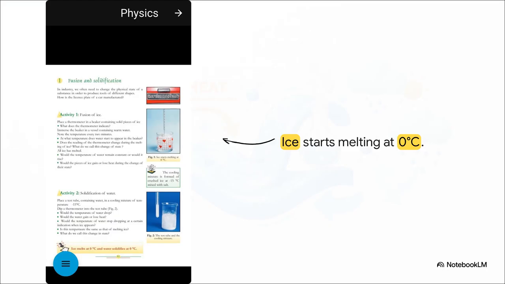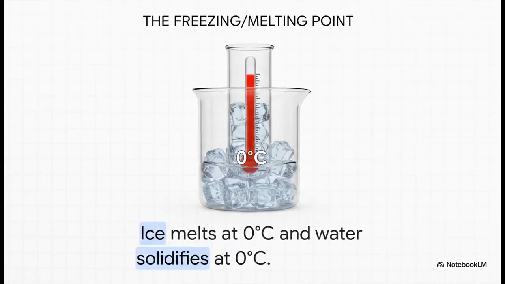Now, check this out. If you place a thermometer into a beaker of melting ice, you'd probably expect the temperature to gradually climb as it melts, right? But it doesn't. The rule here is that the temperature stays perfectly constant at exactly 0 degrees Celsius. It literally will not budge until every last piece of that ice has completely melted. And the exact inverse is completely true for solidification. Water turns back into solid ice at that exact same 0-degree mark.